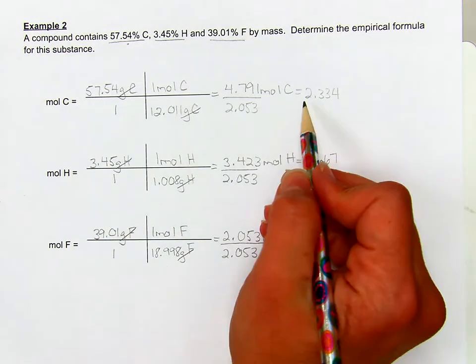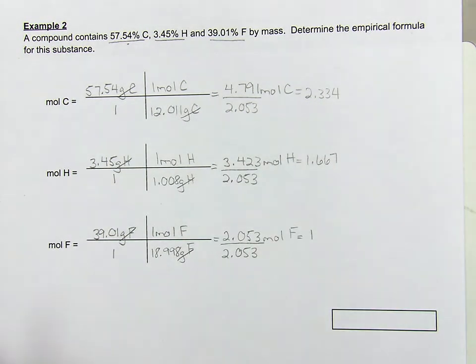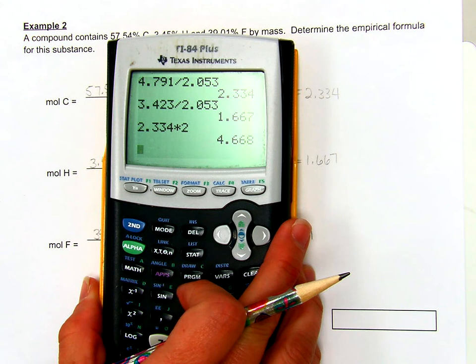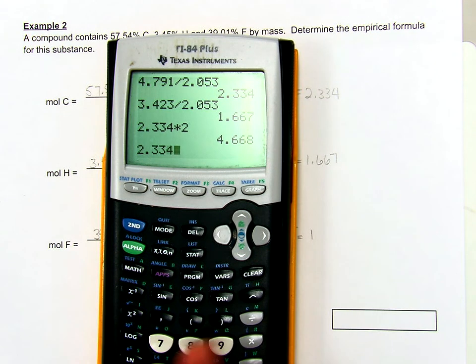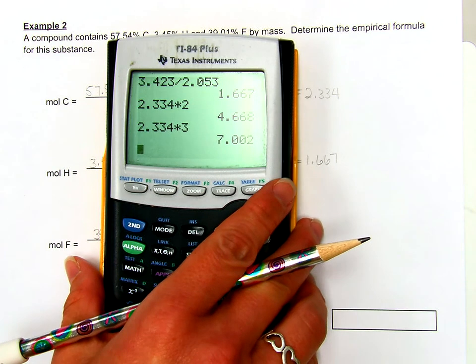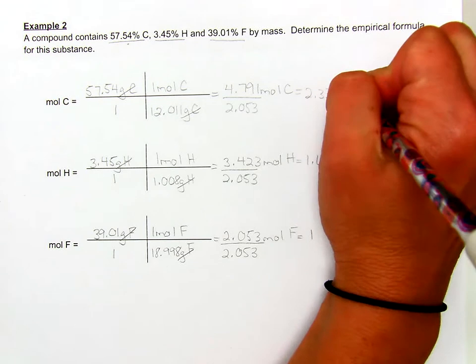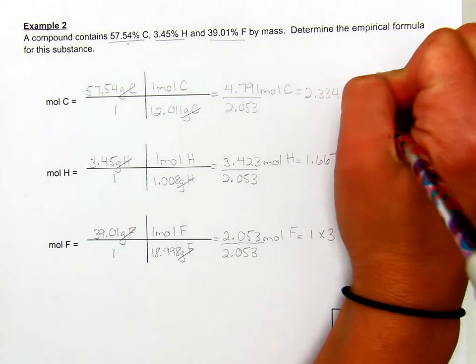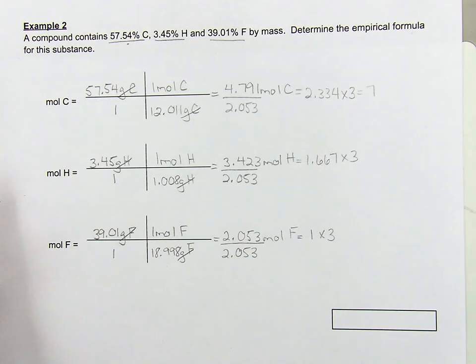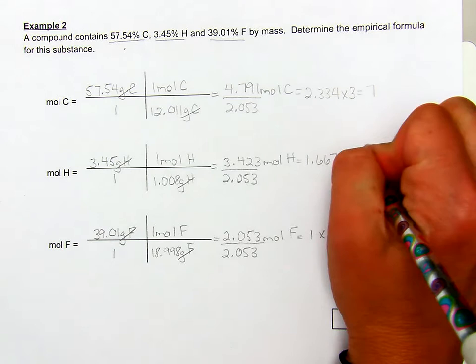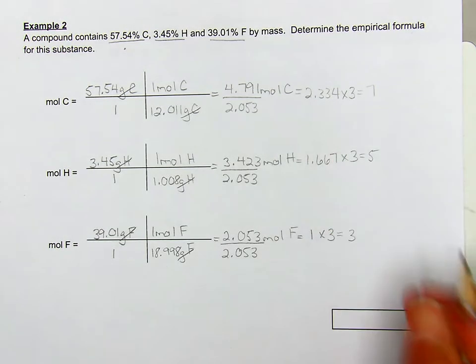If I multiply 2.334 times 2, I get 4.668. That's still not a whole number. But if I take 2.334 and multiply it by 3, I get 7.002. That is close enough to be called a whole number, 7. So if I have to multiply this by 3, step 4 says you must multiply them all by 3, which means 1.667 times 3. I'm going to get 5 here, and this will be 3. And these are all whole number ratios.